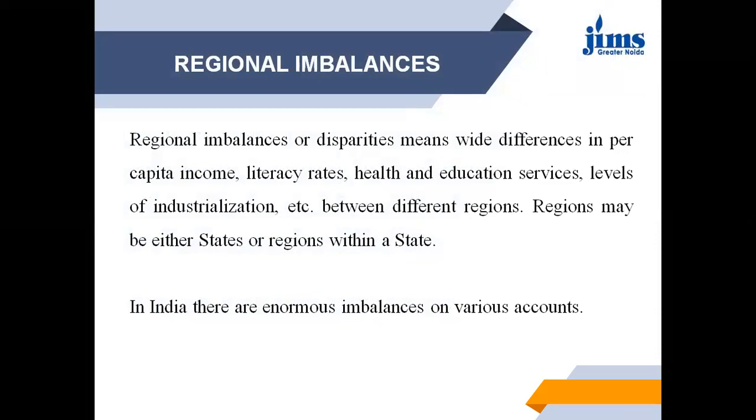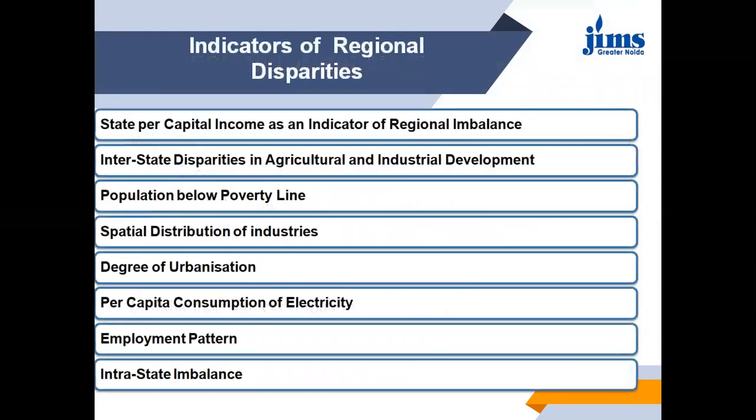In India, we can see that there is enormous diversity or imbalance or disparity in various accounts. Now, we discuss the indicators of regional disparity. The first and foremost point is state per capita income as an indicator of regional imbalance. The most important indicator of regional disparity among the different states of India is the differences in per capita state income figures.